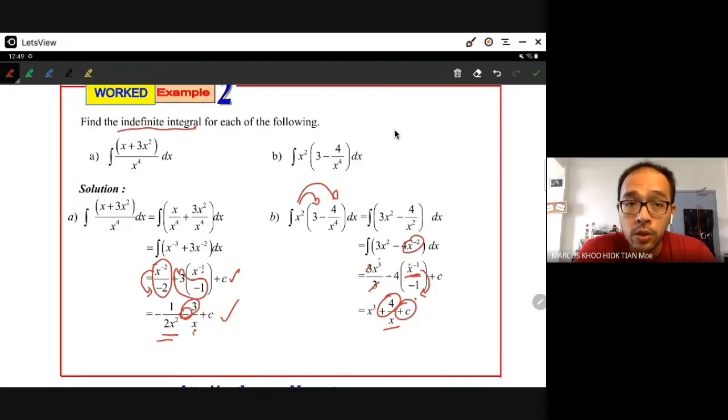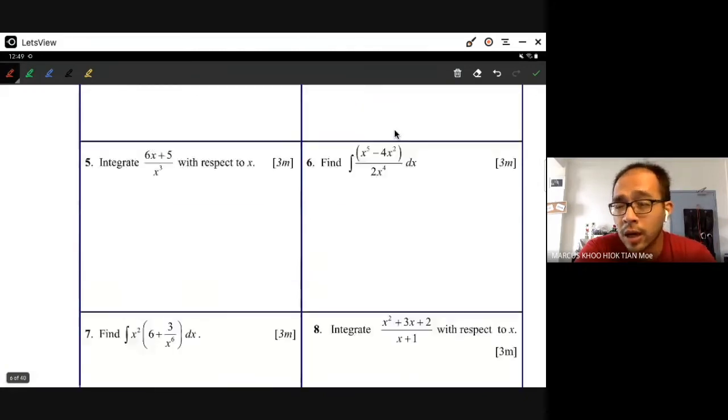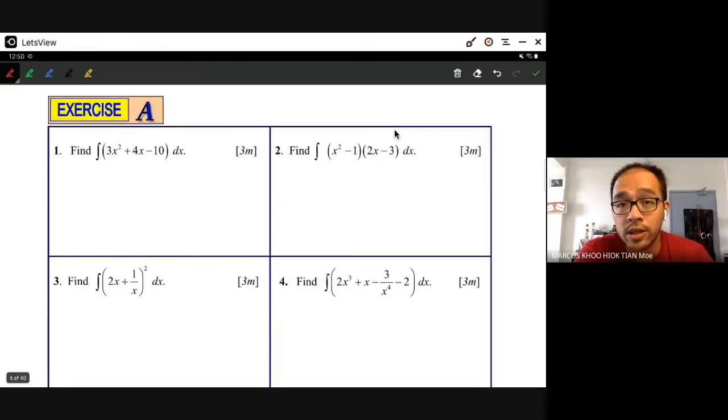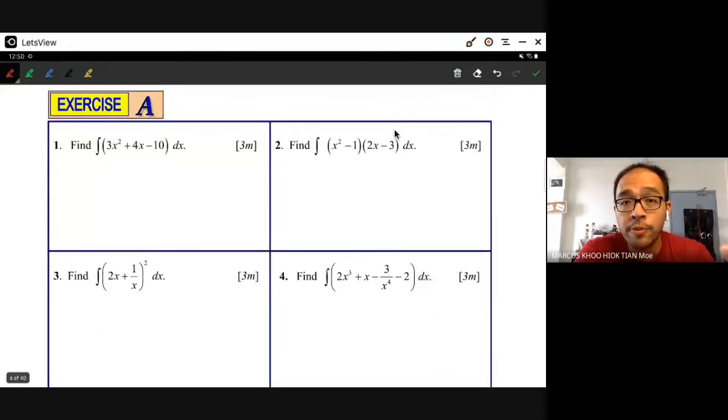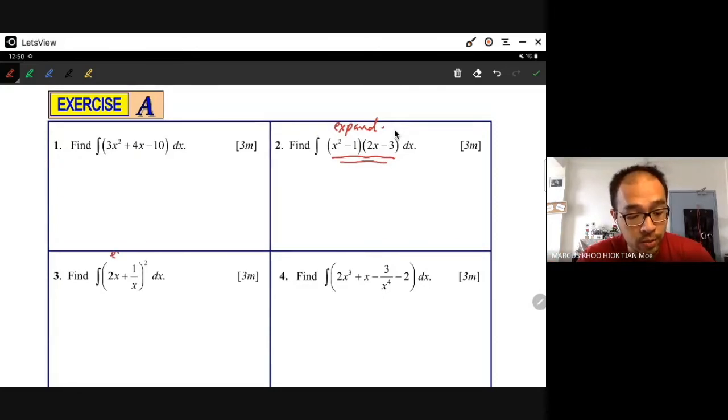Okay, so I know the examples are there. So what I want you to do now for about half an hour, I'll give you half an hour to do this. I only want you to do these 8 questions first. Remember, if you need to, say for example like this, you need to expand first. There's no way we can integrate if there are 2 brackets, cannot. So expand this. This one also needs to be expanded.